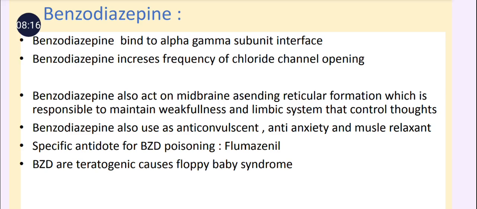Benzodiazepine increases the frequency for which the chloride channel opens.